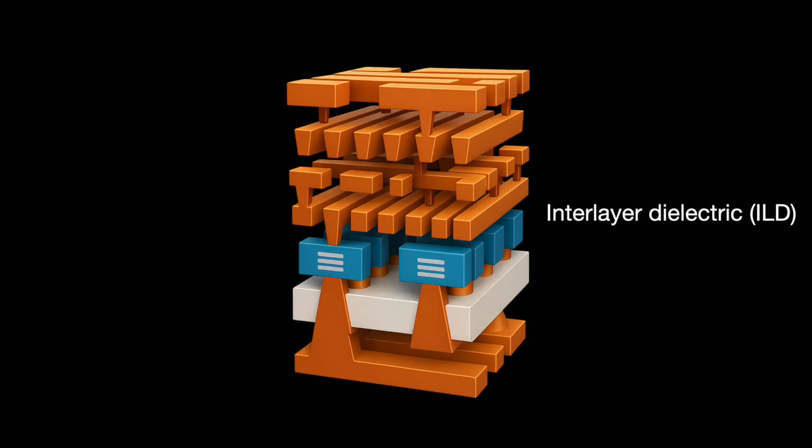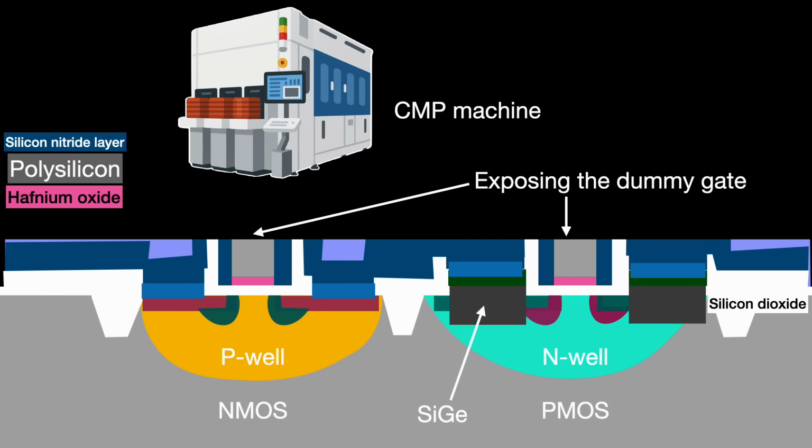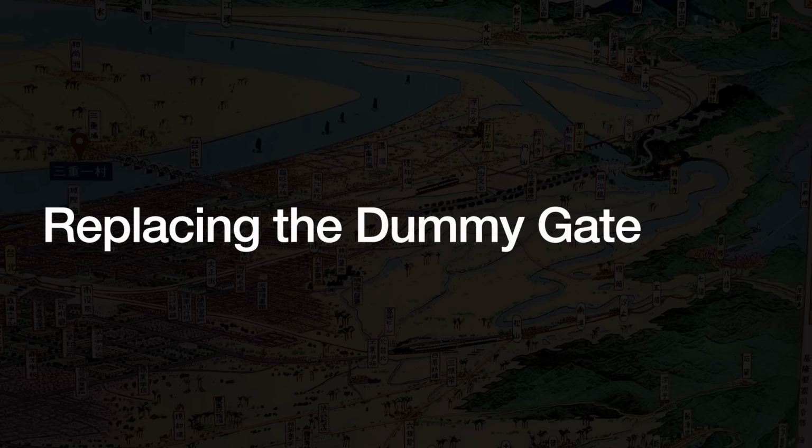As the name implies, interlayer dielectric insulates and separates the device and metal layers. Here we lay down a few hundred nanometers of silicon dioxide using low-pressure CVD or something similar. And finally, planarize it with chemical-mechanical polishing, grinding all the way down the surface until the dummy gate is exposed. Now the dummy gate is ready to be removed and replaced.